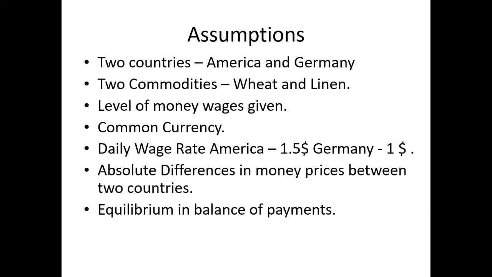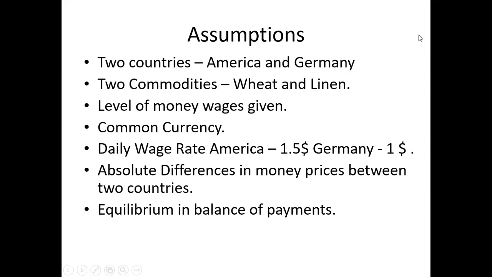Before going into analysis, first let us see the assumptions of the model. The two countries, namely America and Germany, are assumed to have entered into trade with each other. Both the countries produce both the commodities, that are wheat and linen. There is a given level of money wages in the two countries in a common currency. The daily wage in America is assumed to be $1.5 and in Germany it is assumed to be $1.